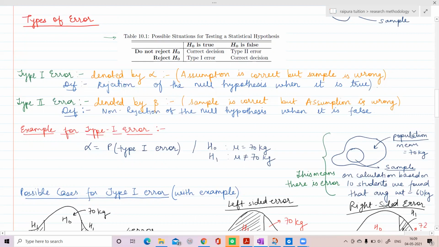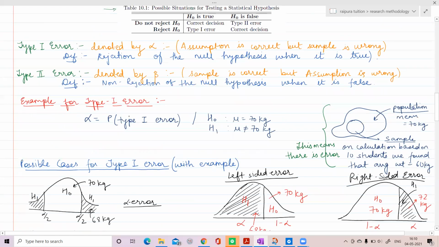So these are the possible situations which will arise for testing a statistical hypothesis. Type 1 error is usually denoted by alpha, and in general language we can say that if the assumption is correct but the sample is wrong, then we say that it is a type 1 error, and the basic definition of it is rejecting the null hypothesis even when it is true. And the type 2 error is usually denoted by beta, and we say that if the sample is correct but the assumption is wrong, then the error which occurs is type 2 error, and its definition basically is non-rejection of the null hypothesis when it is false.